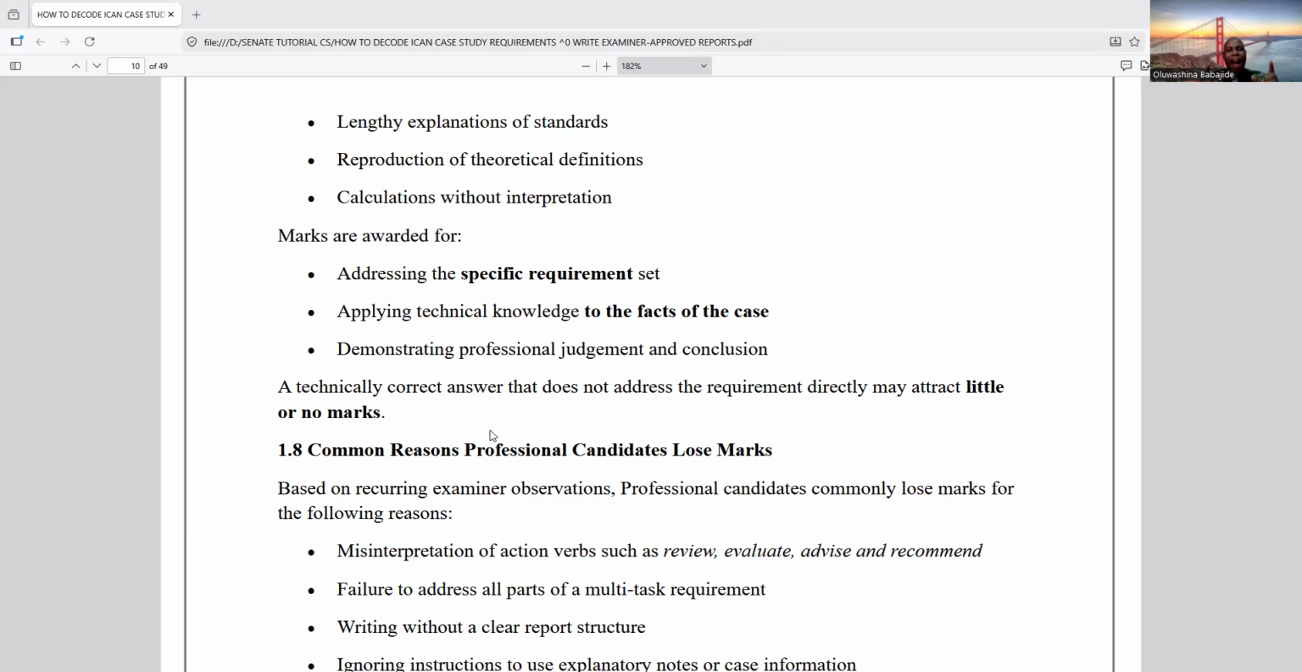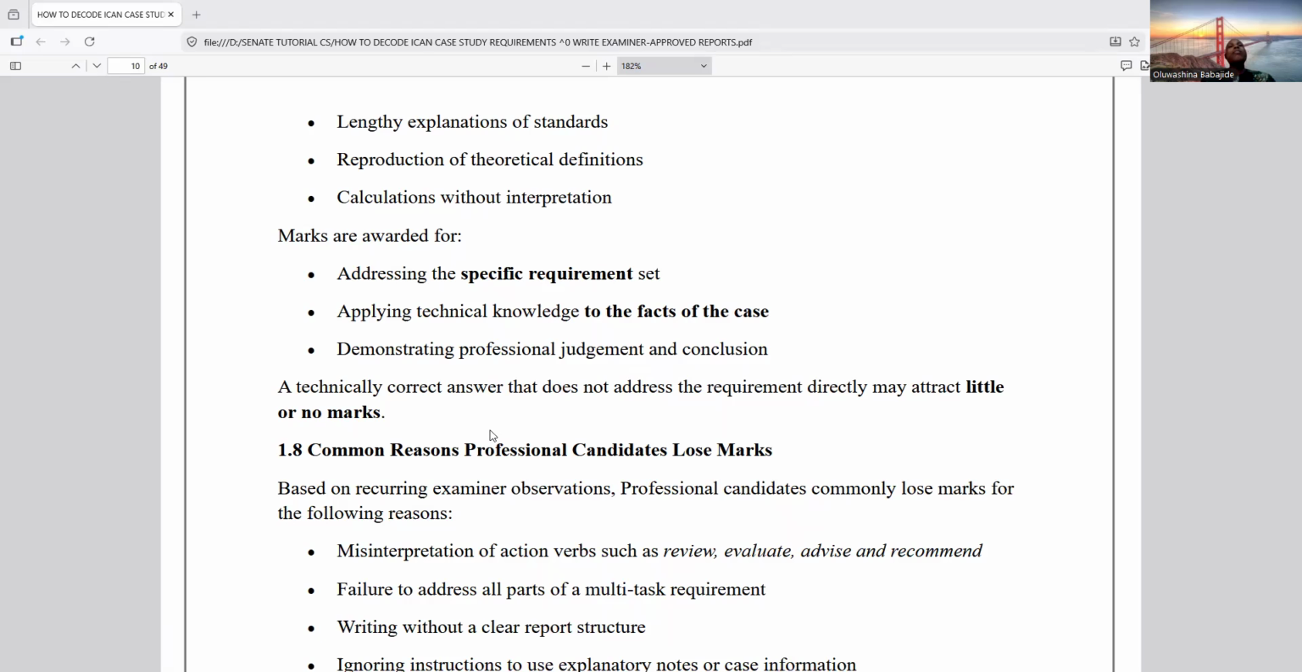A technically correct answer that does not address the requirement directly may attract little or no marks. So when they are talking about contingent liability, you give them the meaning and the conditions required. But when you did not directly relate it to what the requirement is talking about, you only get a little mark for knowing the standard, the definition and the conditions.